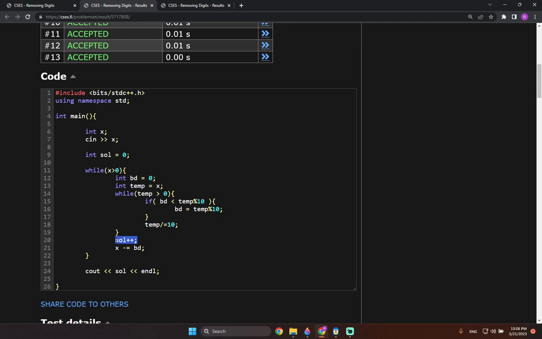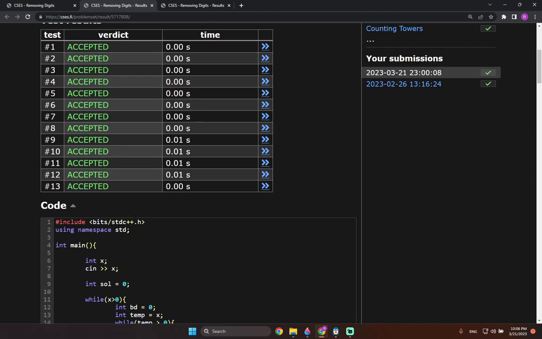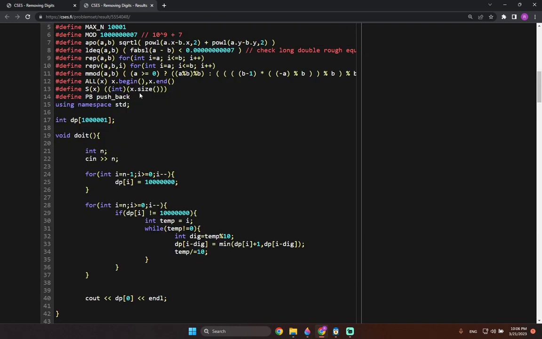And after we find the biggest digit that our current representation has, we increment the solution by 1, so one more step, and we decrease our number by the value of that digit. And we repeat this until our number is 0. And then we output the solution. And that's pretty much it. That's the greedy solution. And what's the dynamic programming solution?